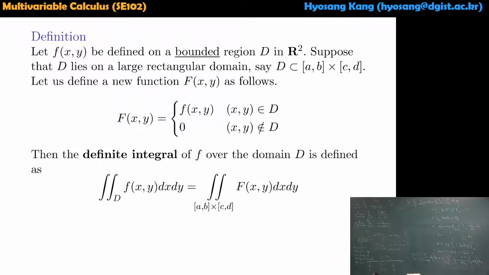As long as it's bounded, I can take a large enough rectangular domain which contains the entire D and try to define a new function, large F, this way. If (x, y) is inside of D, then the value of large F equals small f. If it's not in D, then the value is 0. So yes, this function F could be discontinuous on D. However, the limit is always bounded at the discontinuous points.